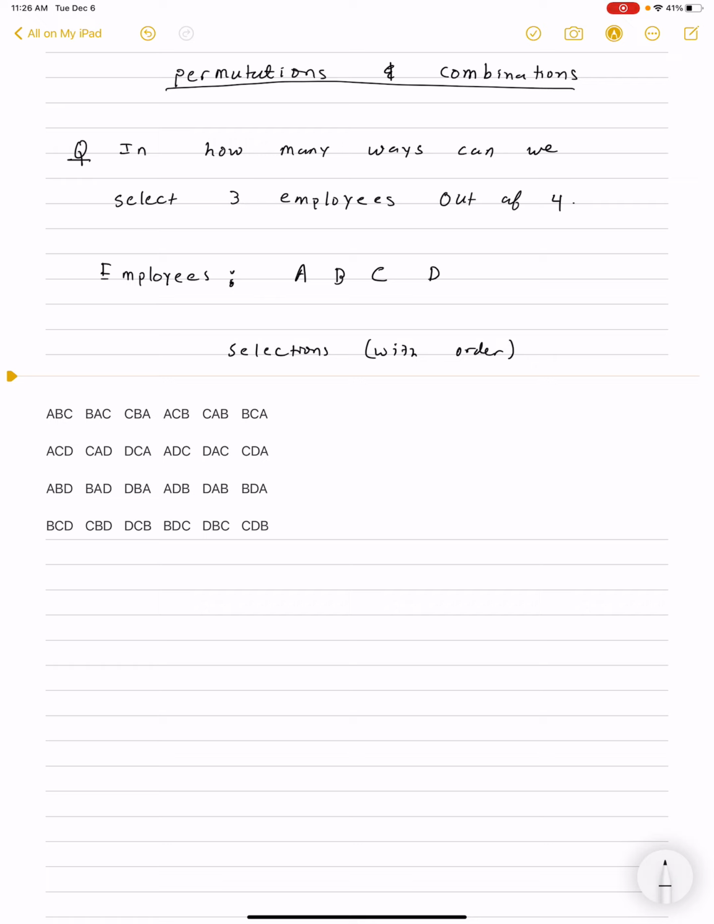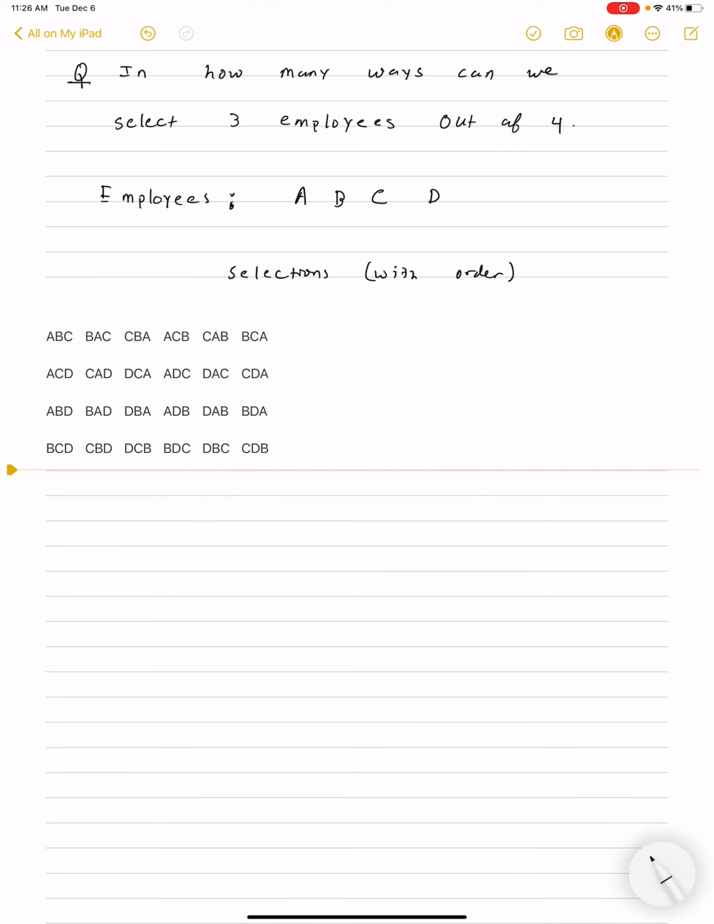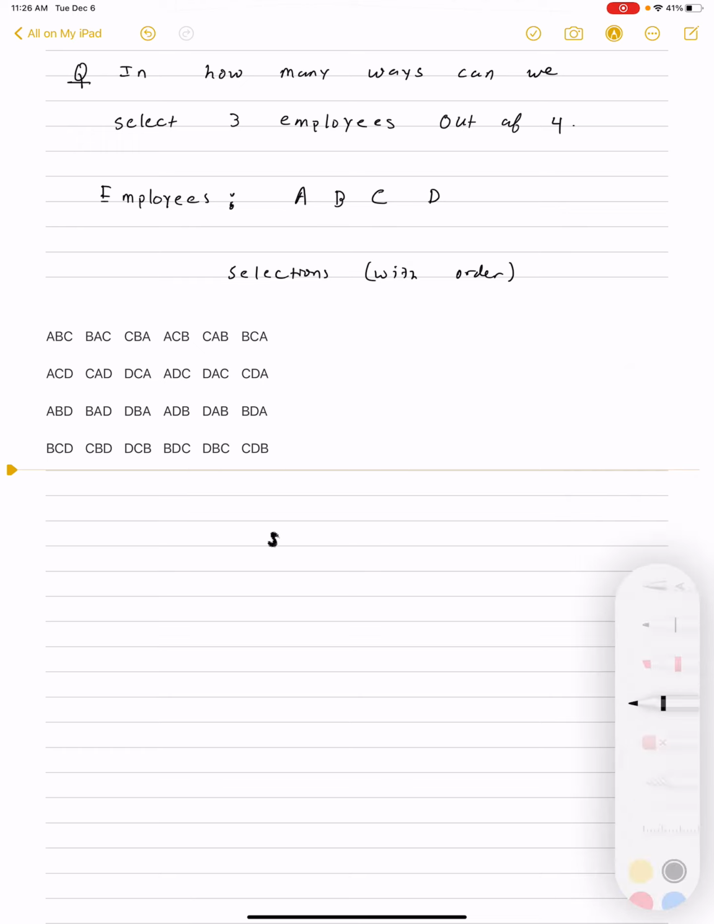So here in this first one, we have ABC, Aaron, Bart, Charlie, and it wasn't very specific how it meant to select it. So I could have also selected Bart, Aaron, Charlie, BAC, or I could have done CBA, or I could have done ACB, or CAB, or BCA. Now here would be your selections.